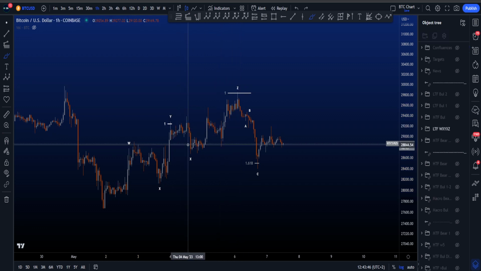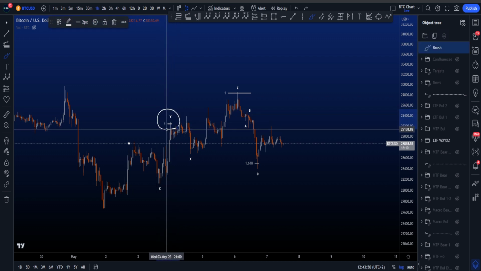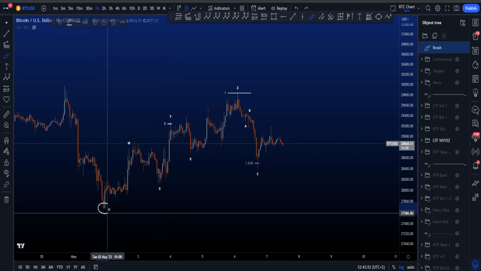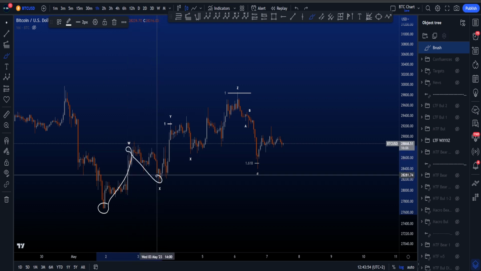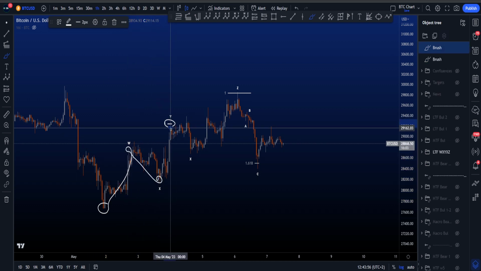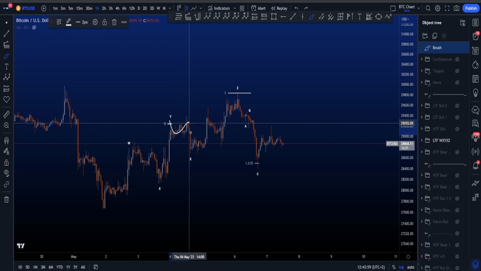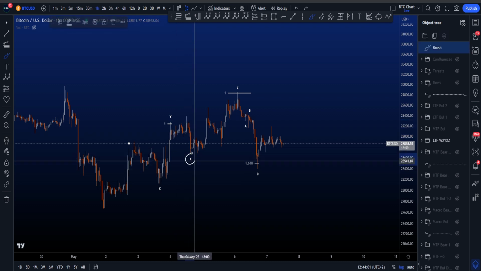Now what you want to see in a WXYXZ is the wave Y ending or rejecting at the 1-to-1, which is taken from the low of W to the high of W to the low of wave X. And you can see it on the chart. Very nice rejection indeed, for then an expanding flat ABC to the downside for this wave X.